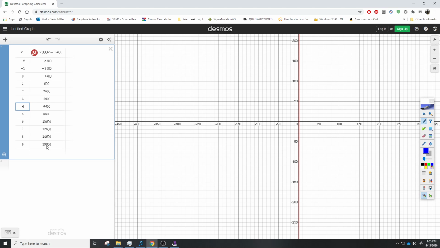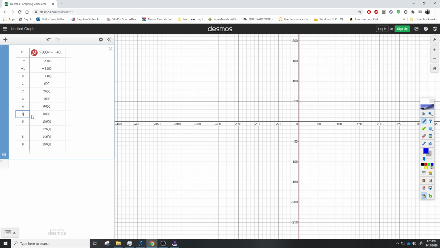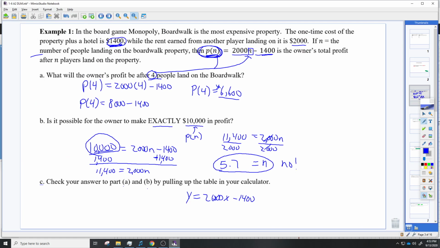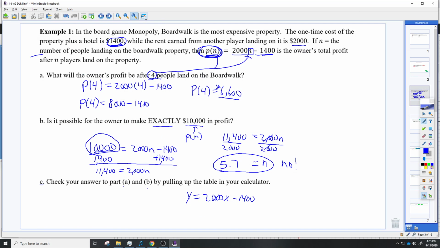This is telling us the profit on this side, and this side is telling us how many people are landing there. And then we were trying to see if we get 10,000 exactly. Well, that should land somewhere in between 5 and 6 people. So 5, it's 8,600. 6 is 10,600. And so if we look at that, that one's the closest to 10,000. So it is close to 6, but not quite. That's where we get the 5.7. So it agrees with what we found. Now this is finding it algebraically here, and then doing it this way is finding it with the table. So it should all hopefully make sense no matter which way you do it.